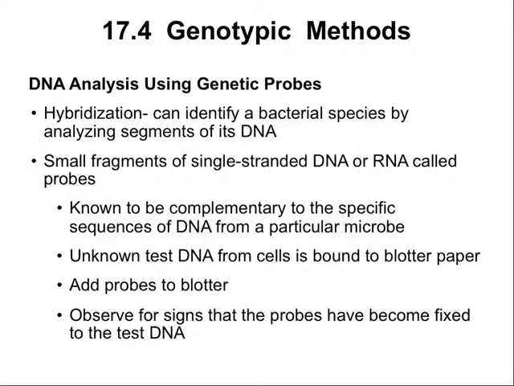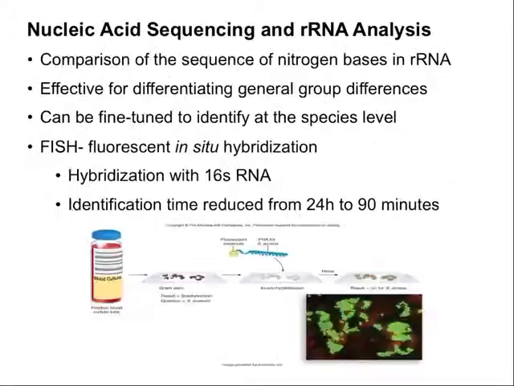So small fragments of single-stranded DNA are the probes, and those are the things that are used to hybridize or connect to the bacterial DNA. The segments we have as probes are known to be complementary to specific sequences of DNA in a particular microbe. So DNA is taken from cells and bound onto blotter paper. And then we add probes to the blotter and observe for signs that the probes have become fixed to the test DNA. Often these probes have a fluorescence or other sort of dye to allow for their identification.